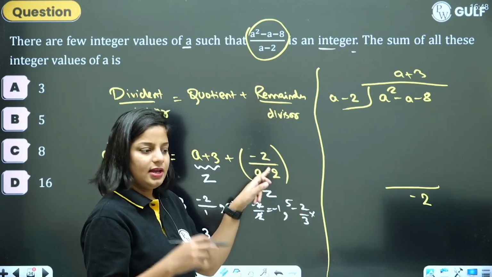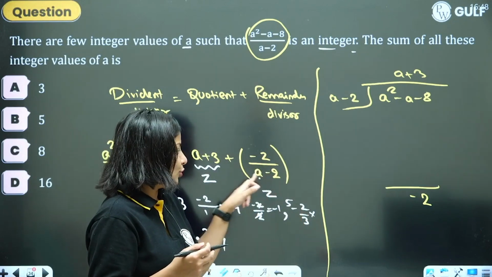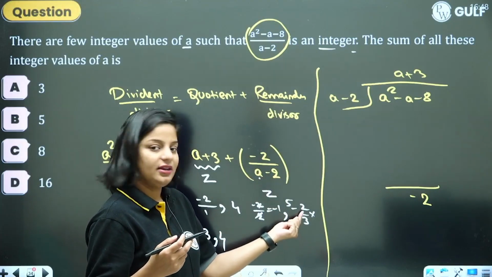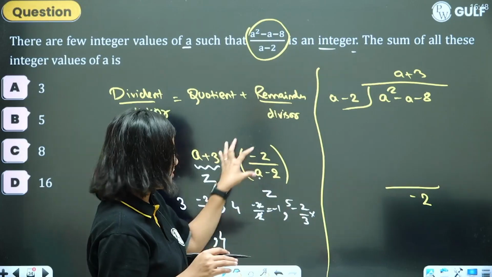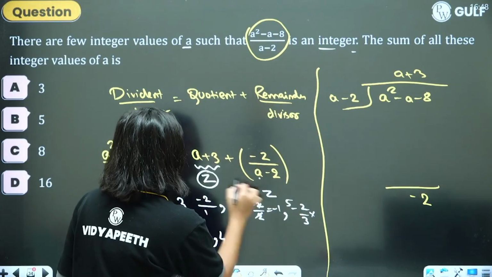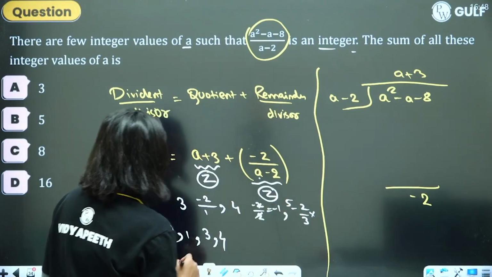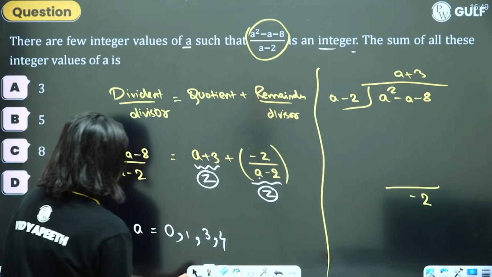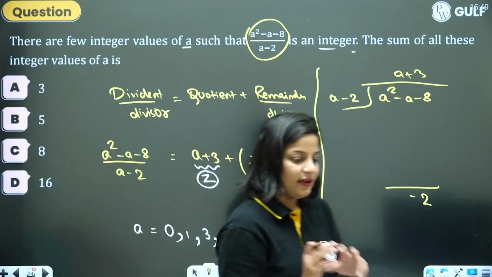6. Now, once you cross 4, you're going to get bigger denominators. You'll get a fraction. We don't want fraction. We want them to be integers. So, for integer, the only values are 0, 1, 3 and 4. I want to verify this.